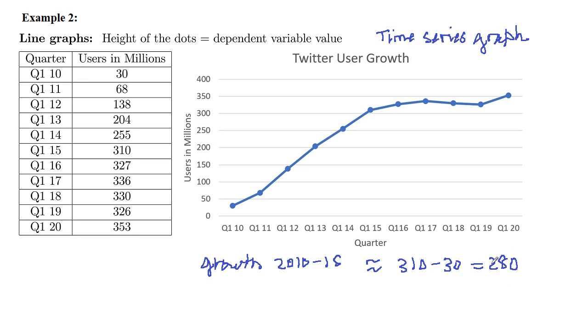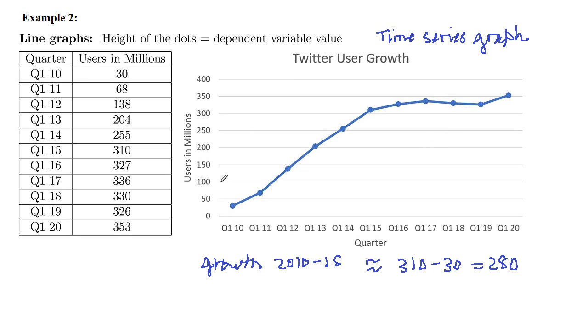And then we can see that there was only a decrease in Twitter users for 2 years, from 17 to 18 and from 18 to 19. Okay, Twitter growth increased for all other years.